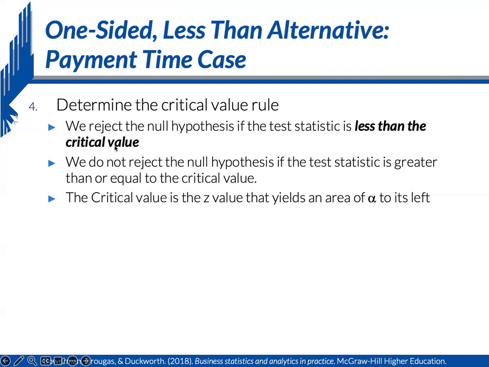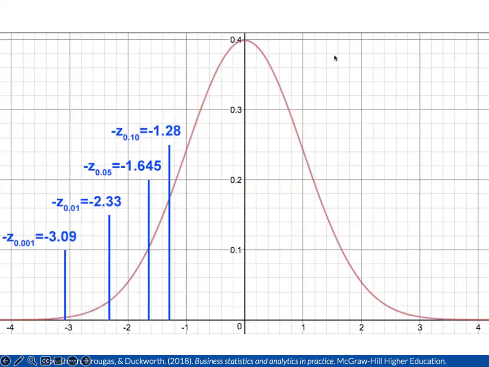Apart from that, another difference is that the critical value for a one-sided less than alternative is the z-score with an area of alpha to its left. The area is now to the left instead of to the right because this is a one-sided less than alternative. So for this particular example, we have the following critical values. Again, the critical values are the values of z whose areas to the left are equal to alpha.